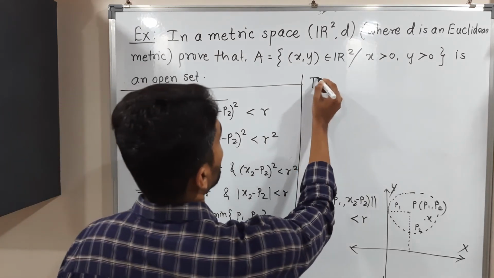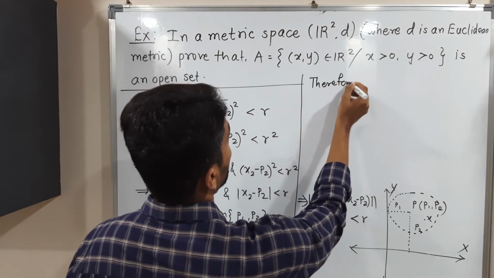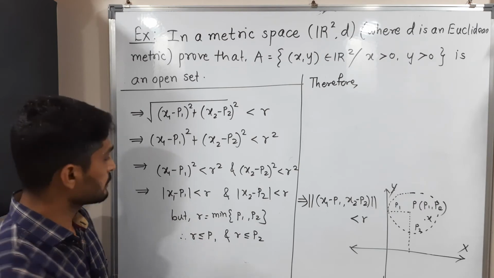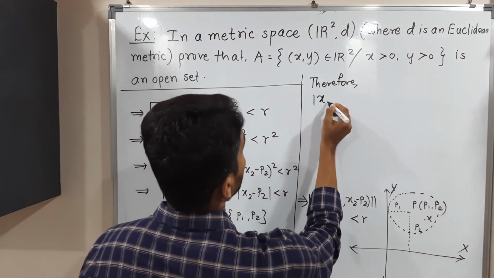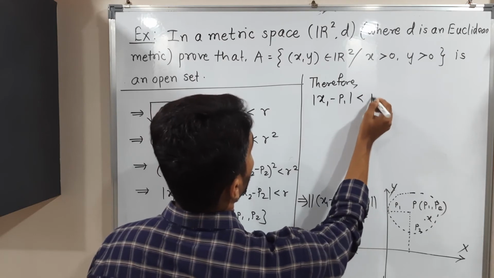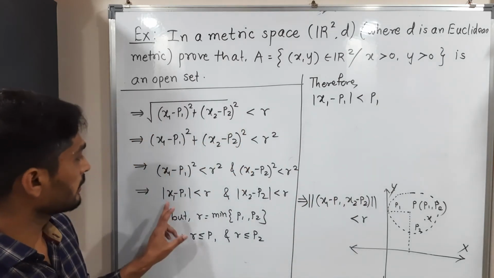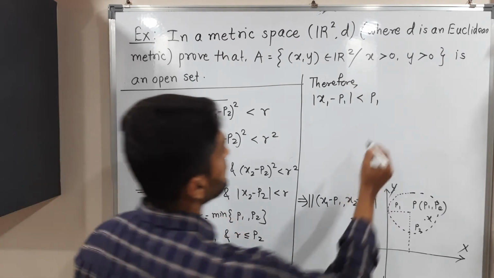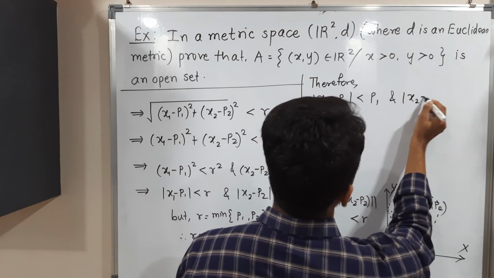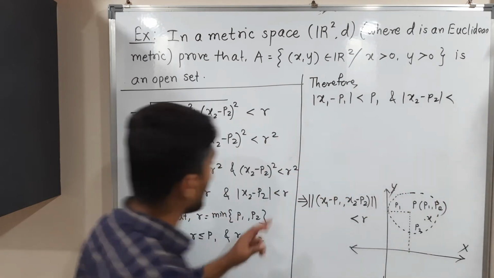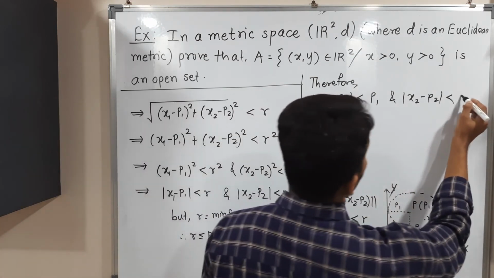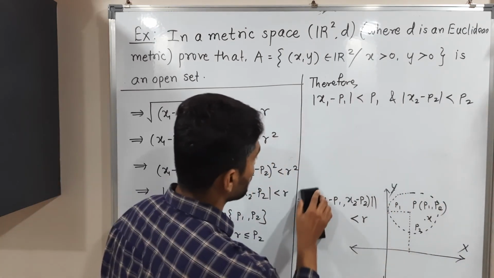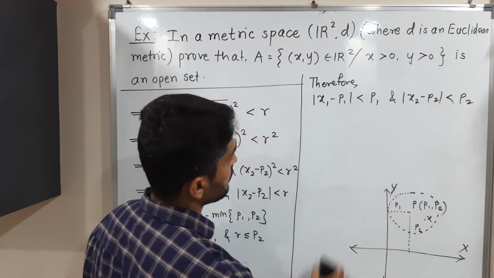So therefore, see what we are getting? Mod of x1 minus p1 is less than r, and r is less than or equal to p1. So mod of x1 minus p1 is less than p1. A less than b, b less than c, simple logic I applied. Here also I can apply the same logic. That means mod of x2 minus p2 is less than r, and r is less than or equal to p2. So that's why we will have less than p2. I will remove it. It is not required now.